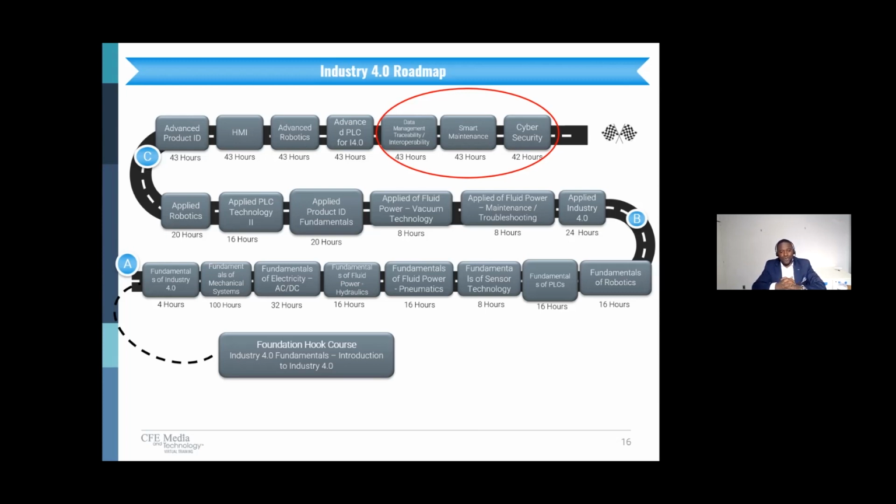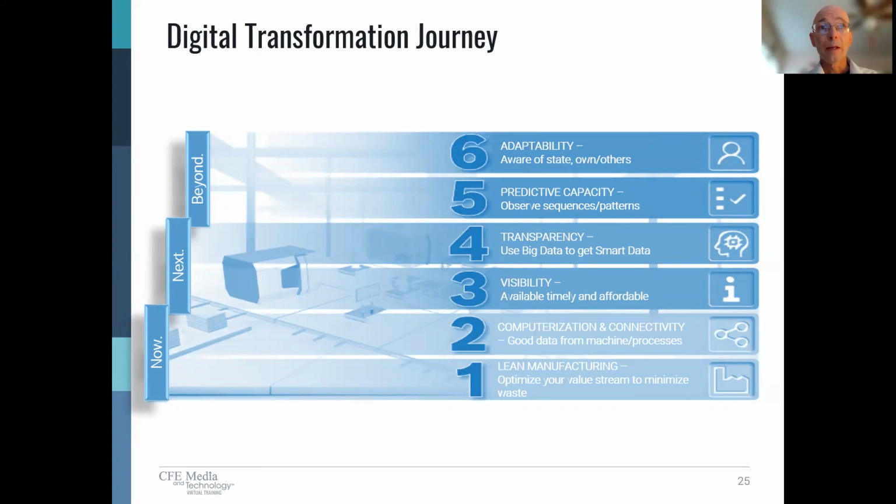So we'll now turn it over. Thanks so much, Ted, for showing us how to go on the digital transformation journey from lean manufacturing, computerization and connectivity, visibility, transparency, predictive capacity, and adaptability, and taking us through these 6 stages to show how it can be done.